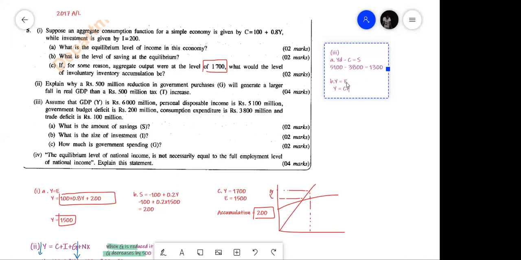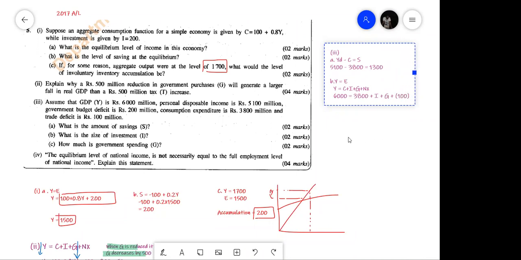So Y is equal to C plus I plus G plus net exports. Your Y they have given as 6,000. Your consumption they have given as 3,800. Your investment is what they're asking to find. Government spending they also don't have, that's the next component you need to find. And net exports is given as a trade deficit of 100.